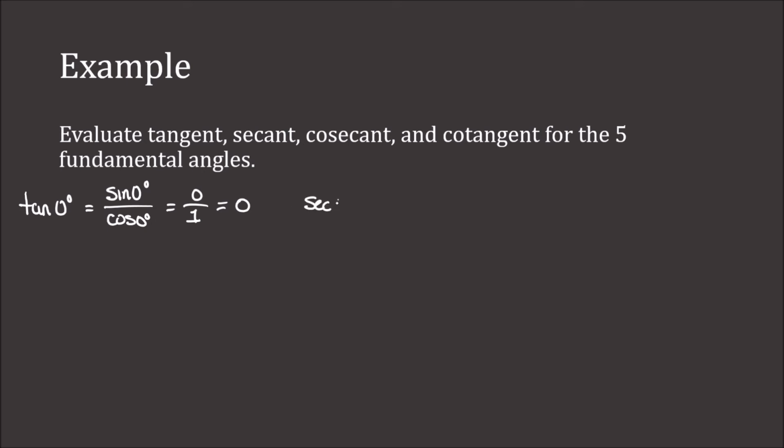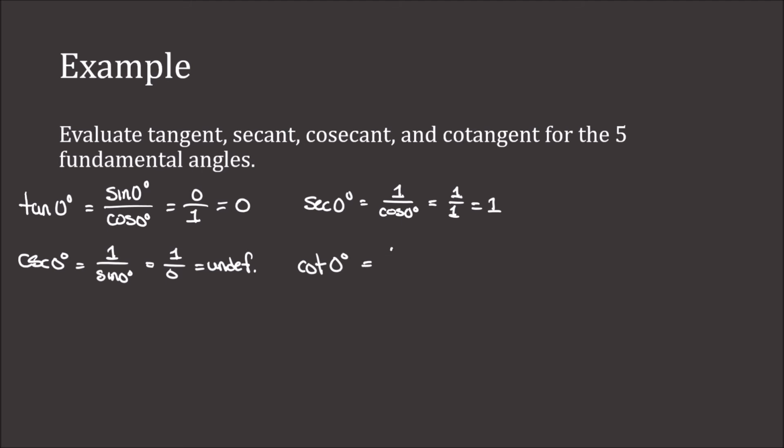The secant of 0 degrees is 1 over the cosine of 0 degrees. Cosine of 0 is 1, and so the secant is 1. The cosecant of 0 degrees is 1 over the sine of 0 degrees. This gives us 1 over 0, which is undefined. Right? We're not allowed to divide by 0. And finally, cotangent of 0 degrees is cosine of 0 over sine of 0. This again gives us 1 over 0, which is, again, undefined.